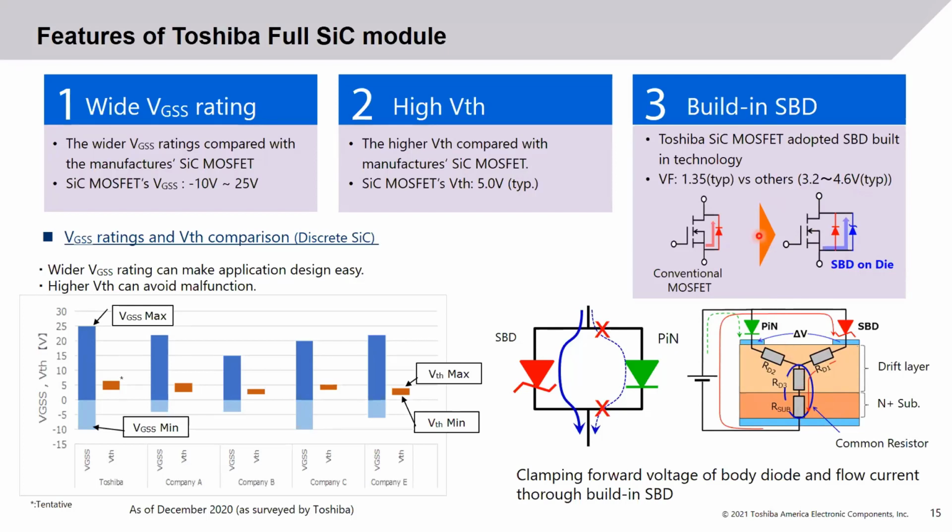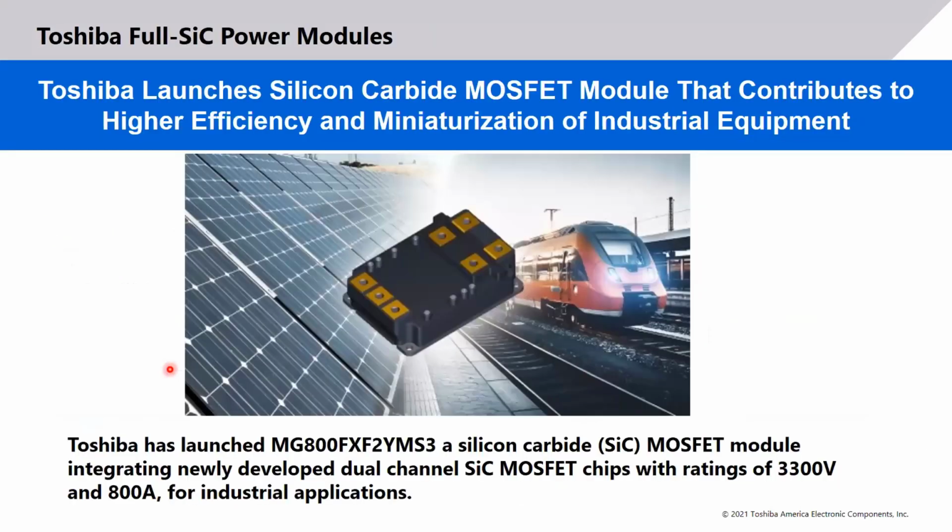And it gives us a forward voltage drop of 1.35 volts. It's much lower compared to conventional silicon carbide MOSFETs in the market. Also, we have a wider VGSS rating for the gates. Our rating is minus 10 volts to 25 volts, the widest on the market. This table shows other players and how they're dealing with VTH and VGSS max.